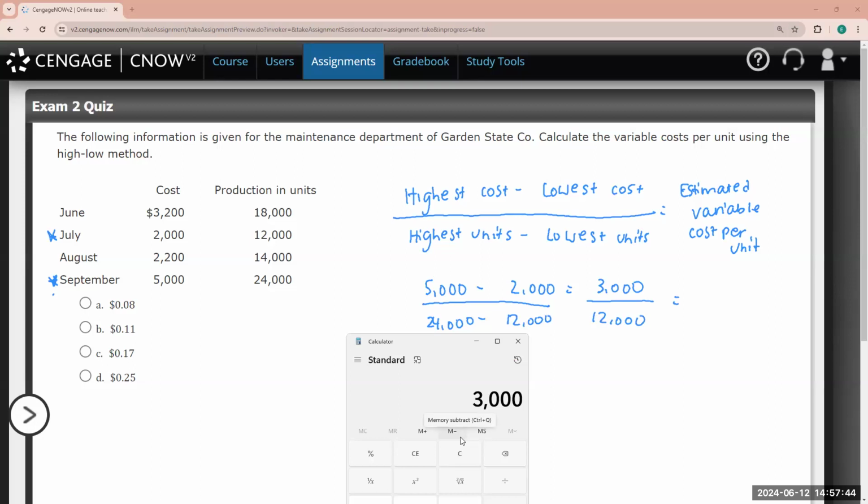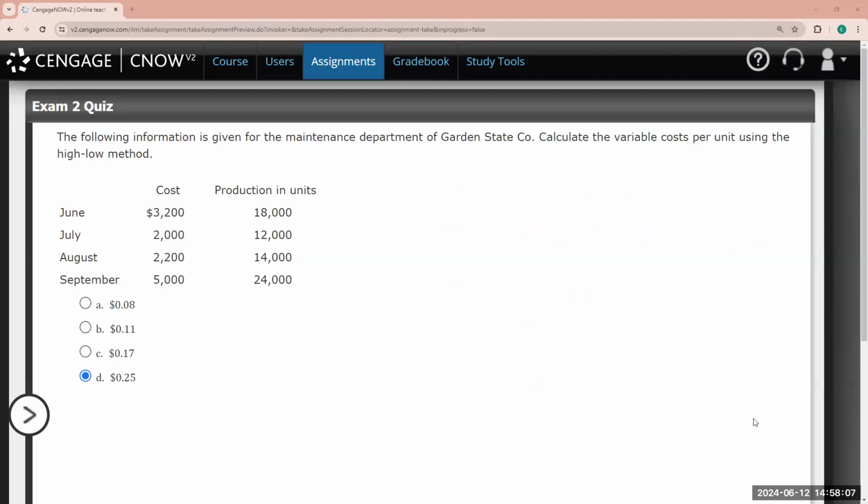So in this case, our estimated variable cost per unit is as follows. 3,000, which represents the highest cost of 5,000 minus the lowest cost of 2,000, divided by our highest units of 24,000 minus our lowest units of 12,000, which gives us 12,000. So therefore, based on this high-low method, the variable cost per unit is 25 cents per unit.